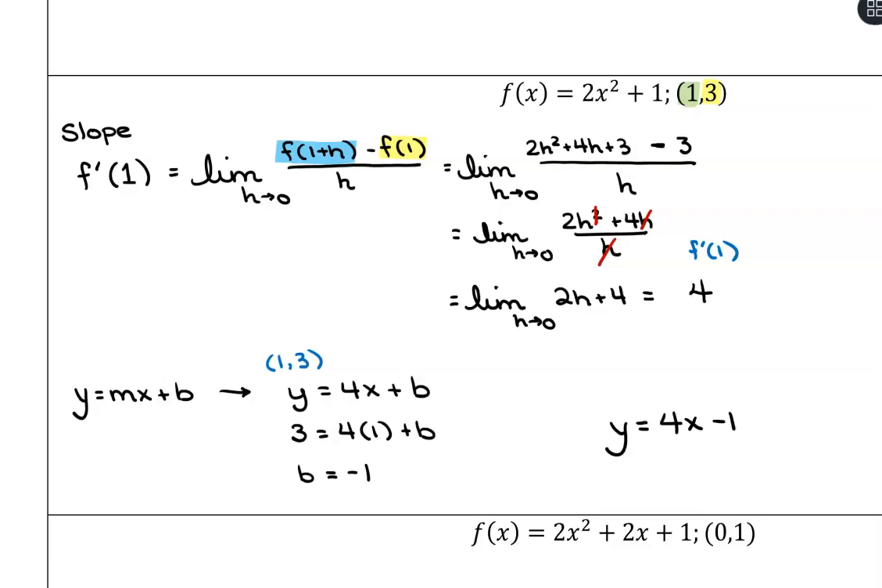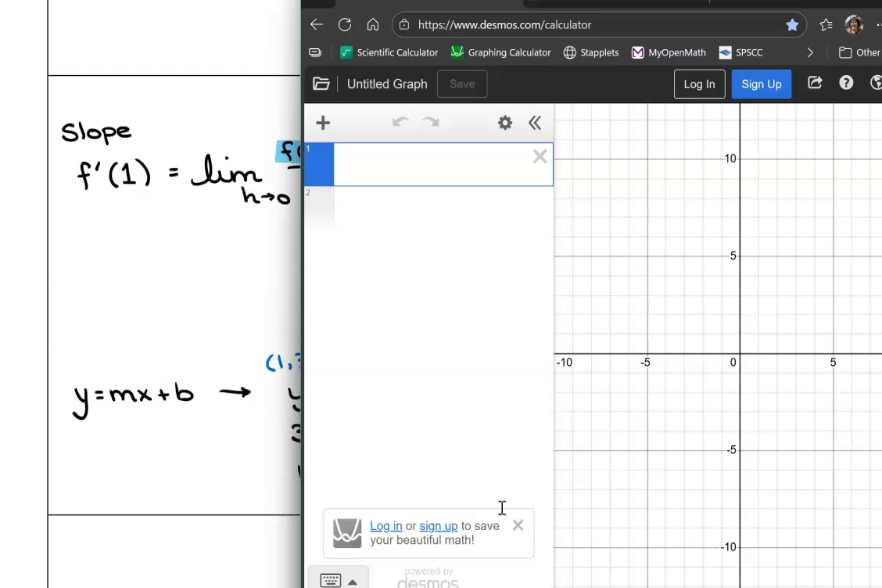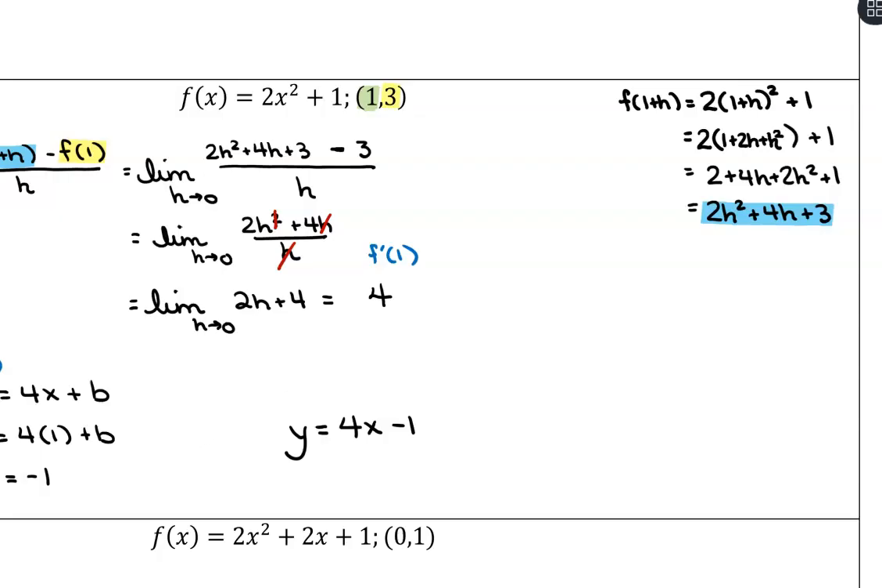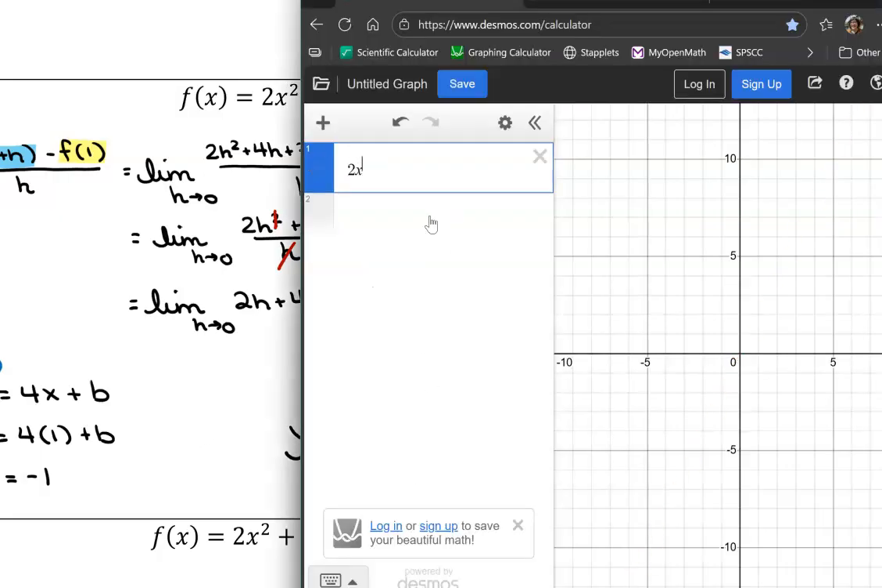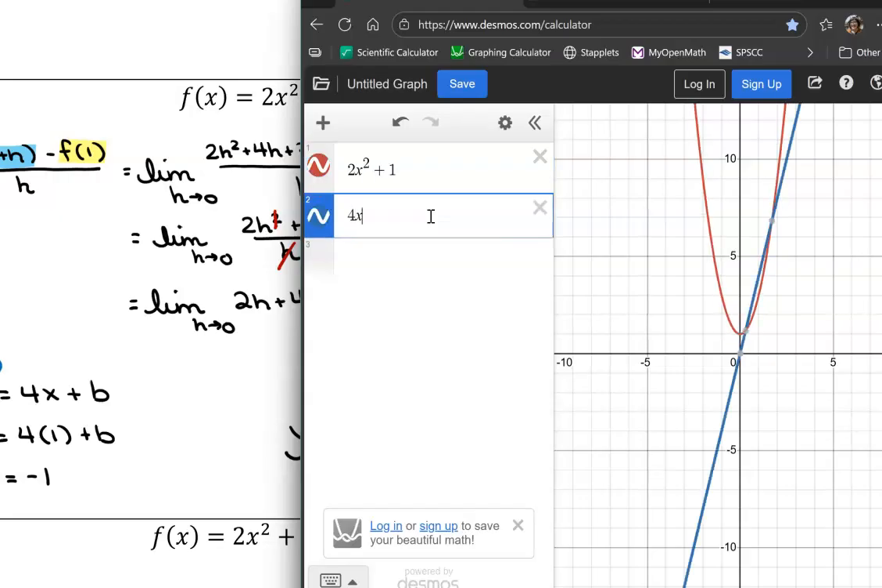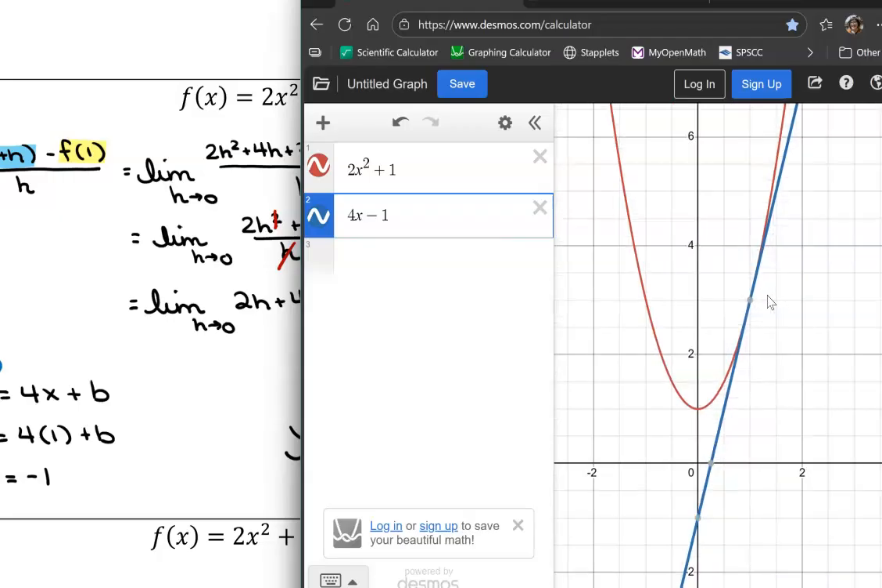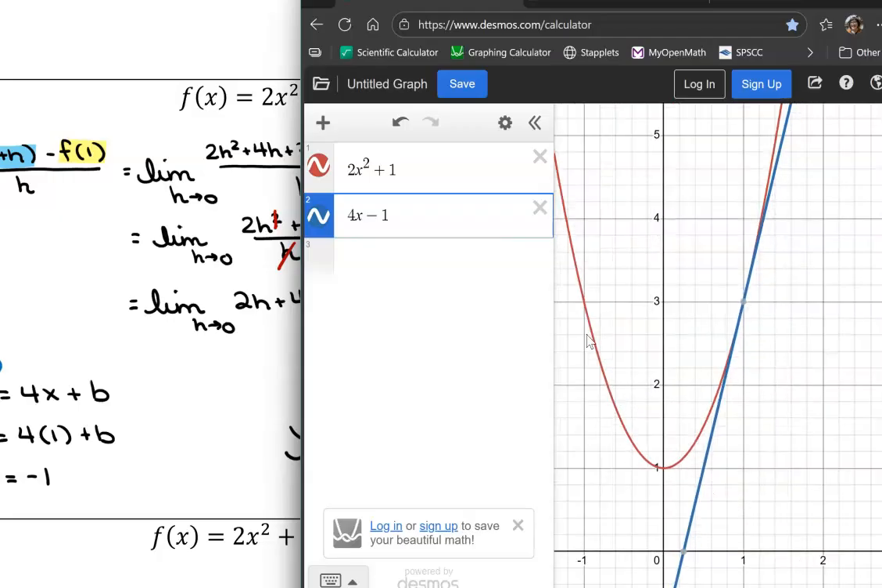And as you go through this process, if you want to check your answers, what you could do is use graphs. So if you graph your original function, 2x squared plus 1, and we just found 4x minus 1, where they're intersecting is at that coordinate (1, 3), and that is looking nicely like a tangent line that's intersecting with our original function. As you find these, especially this equation for the tangent line, it should look exactly like this, where you have your original function, and then they should be meeting up at that single coordinate as a tangent line.